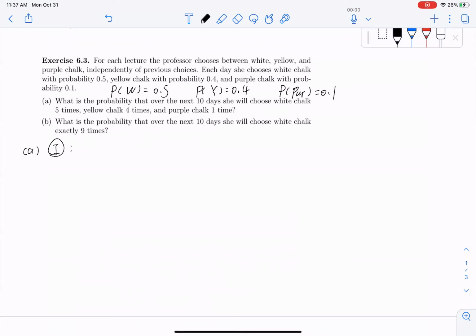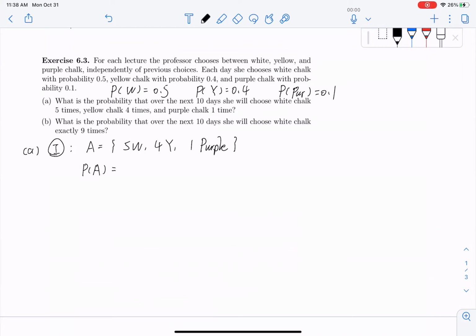I don't use any distribution information here. I just want to have this event: 5 white, 4 yellow, and 1 purple, right? This is the event, and this is the probability of this event. Remember, it's like you're choosing some color of balls and you want to have 2 yellow balls, 1 green ball, like that. Very similar questions.